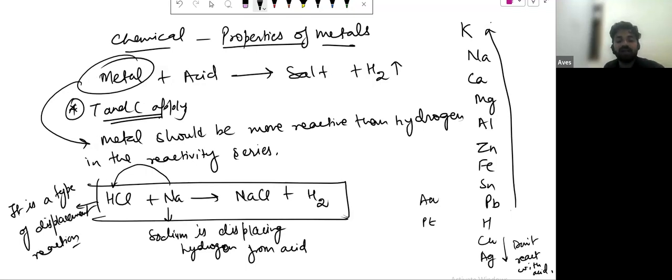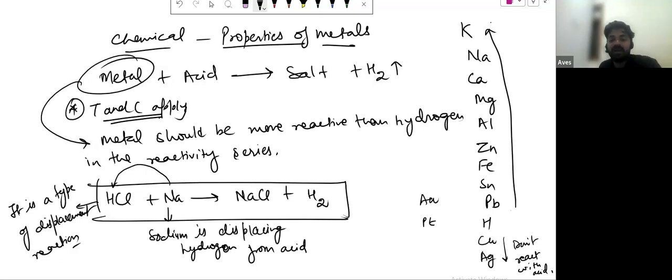Tell me, dear students, fast. Is the reaction between acid and metals a displacement reaction? Yes, it is a displacement reaction, dear student. Why is it so? Because sodium is more reactive. Tell me what a displacement reaction is. Do everybody know what a displacement reaction is that we studied in the first chapter?